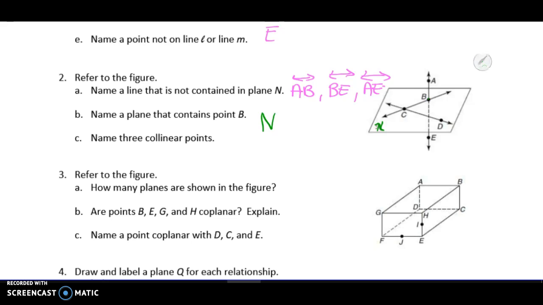And then name 3 collinear points. And that's relying on you to remember, what does it mean to be collinear? They're on the same line. So you have to find one line with 3 points. The only line that has that is the one that is not within the plane. So the points A, B, and E are collinear.